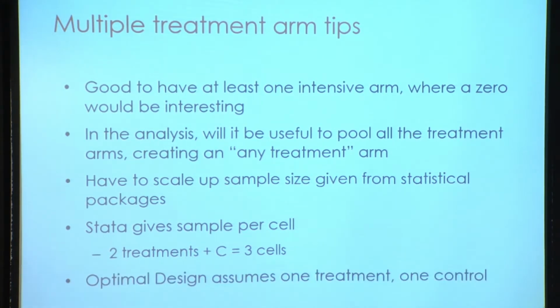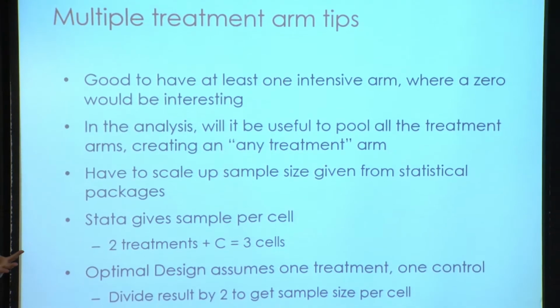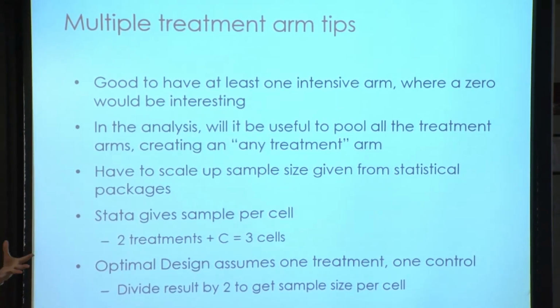So Optimal Design, I think, assumes one treatment and one control, and it will just give you the overall sample size. And so you have to divide it by 2, and that gives you the number per cell.